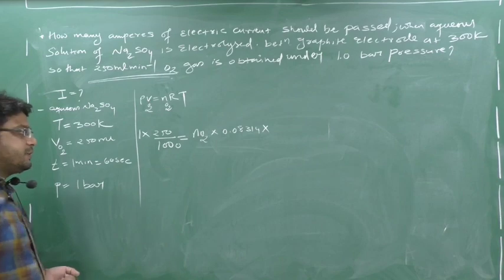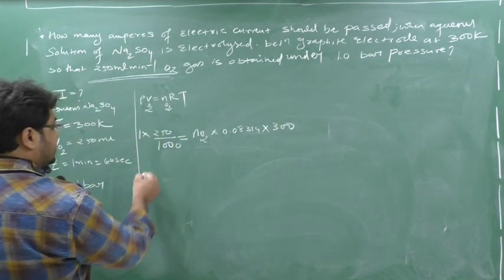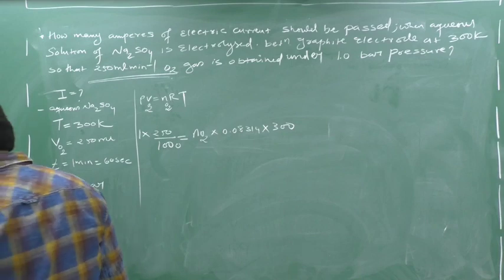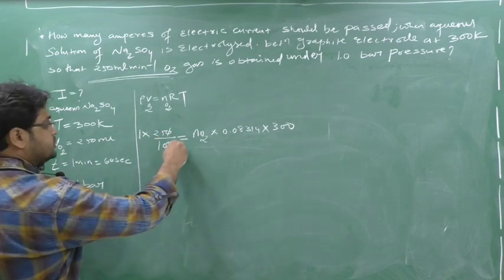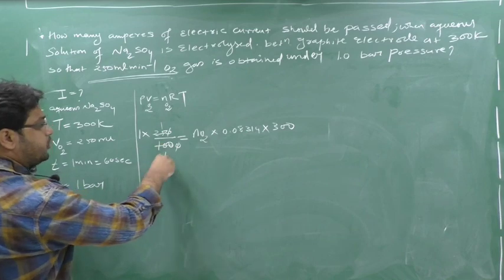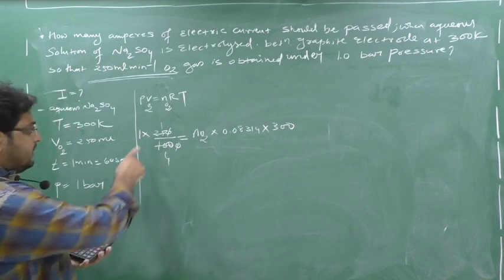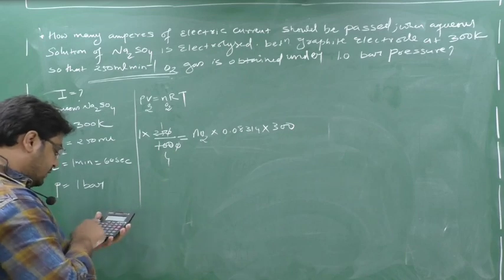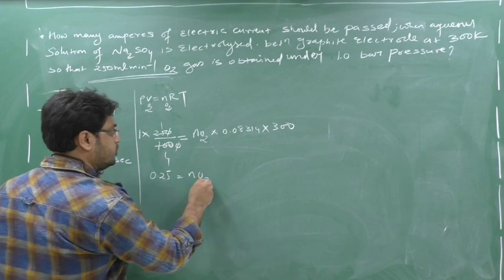R is 0.08314. Temperature in Kelvin is 300. So I will obtain the moles of O2. How will I obtain the moles of O2? I will do division and multiplication here. n of O2 is 1 divided by 4, so I obtain 0.25, equal to n of O2.